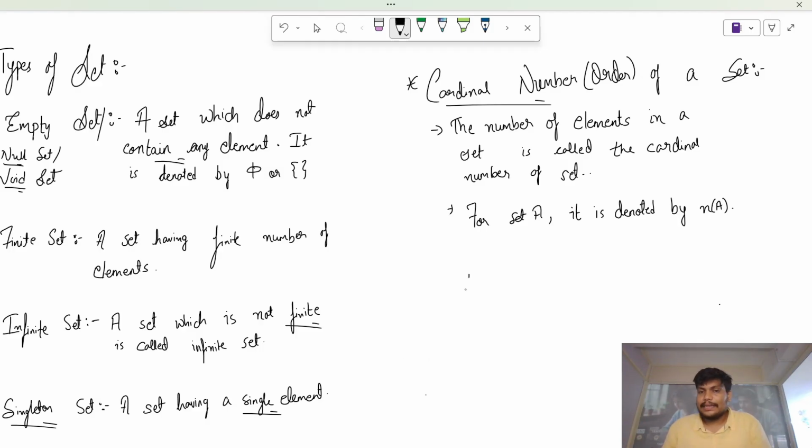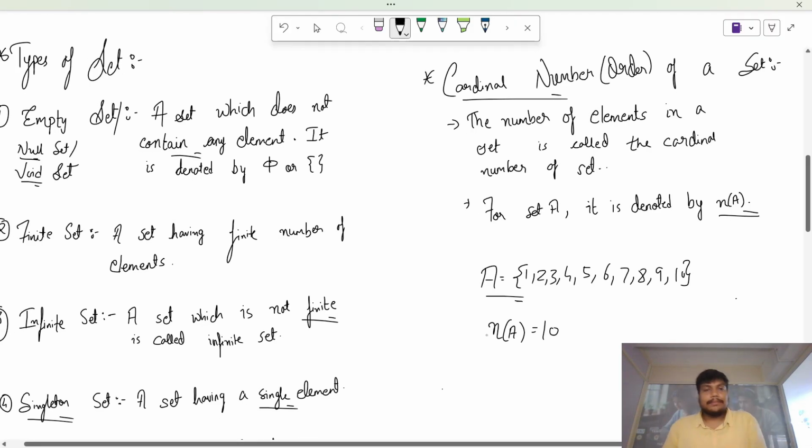So if I have a set A equal to 1, 2, 3, 4, 5, 6, 7, 8, 9, 10, then how many elements does it have? 10 elements. So I can say the cardinal number of set A is 10. And how do I denote it? I denote it by n of A. n of A is equal to 10.